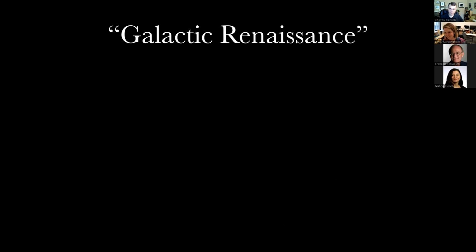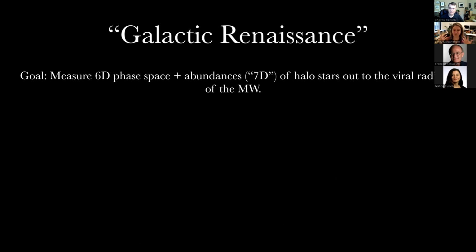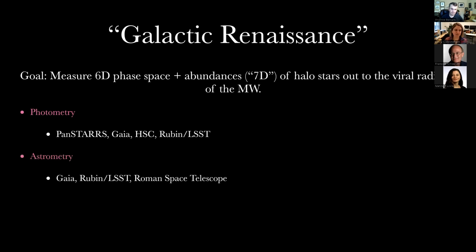So we're in the midst of what's been called a galactic renaissance, which I always think is a little fun. But why do people in my field say we're in a galactic renaissance? The good news is because we want to measure both 6D phase space and abundances of Milky Way halo stars out to the virial radius of the Milky Way. We can achieve this with very deep photometry, as we're getting from Pan-STARRS. We, of course, have exquisite Gaia photometry, upcoming Hyper Suprime-Cam, Rubin LSST, of course.